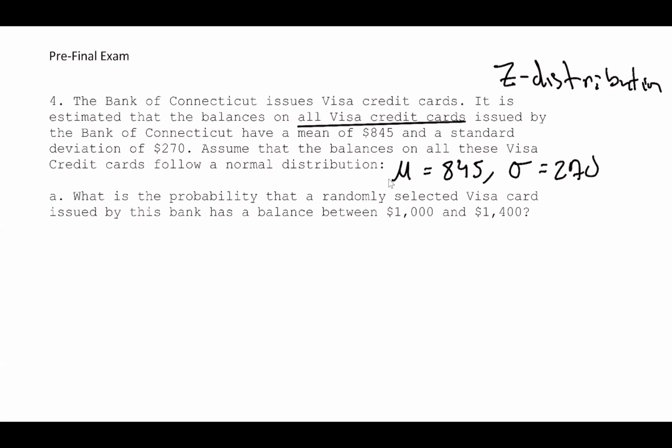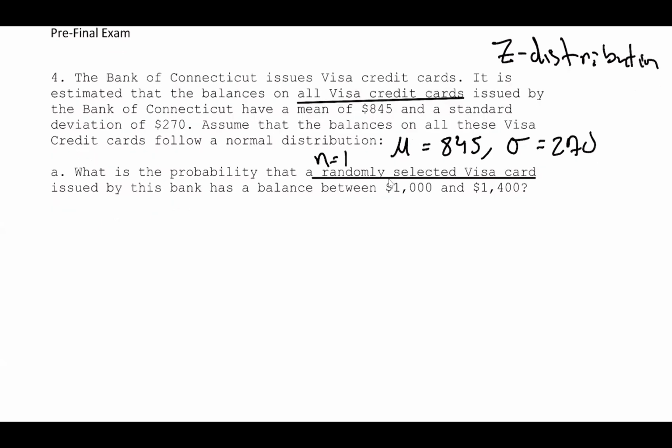For part A, what is the probability that a randomly selected Visa card issued by this bank has a balance between 1,000 and 1,400? It says a randomly selected Visa card, so that means n is equal to 1. Because they want to find out that if we randomly select one card, the balance on that card is between 1,000 and 1,400. So let's go ahead and do this.